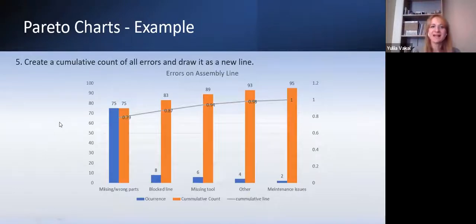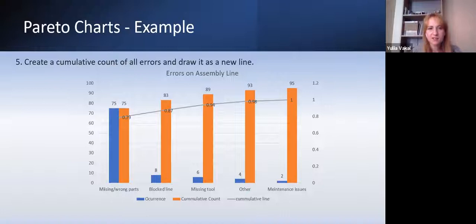I added another column, the orange one. So the blue one is just occurrence, so how many times it happened, and the orange one is this cumulative count. So why do we need this cumulative line? The purpose of the cumulative line is to show how aggressively each new item adds to the overall number of errors.